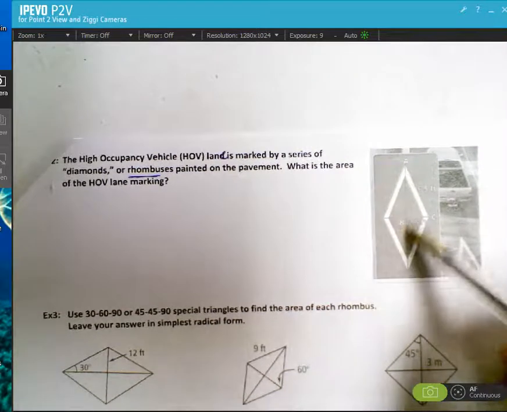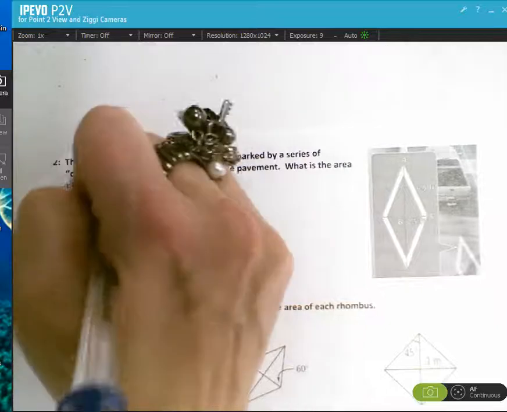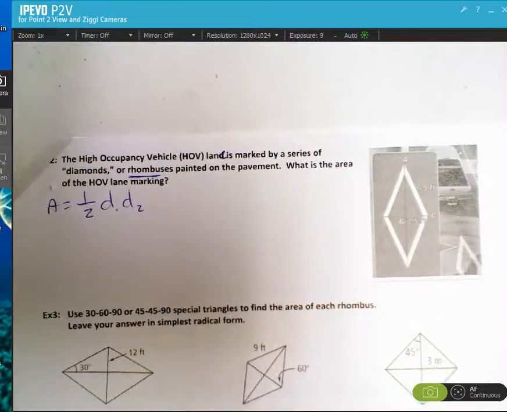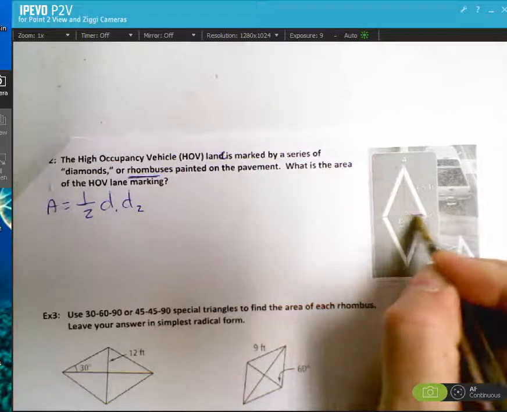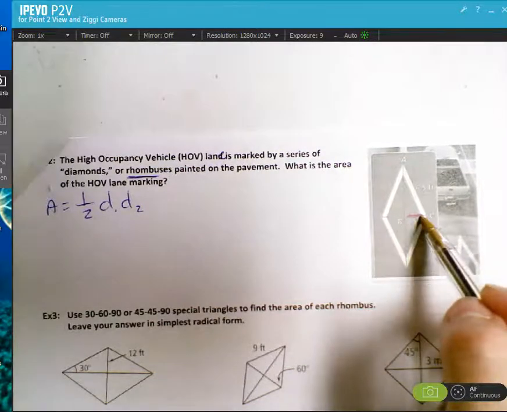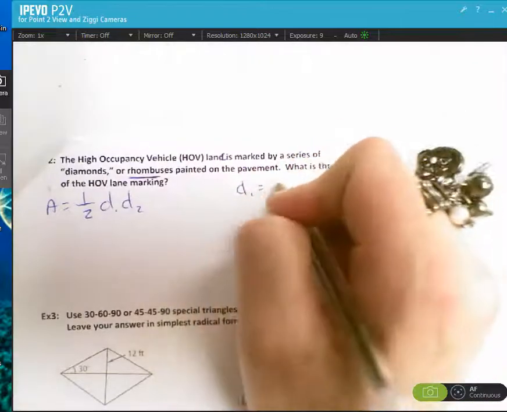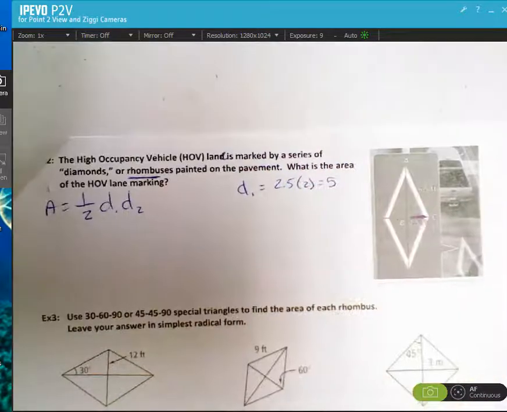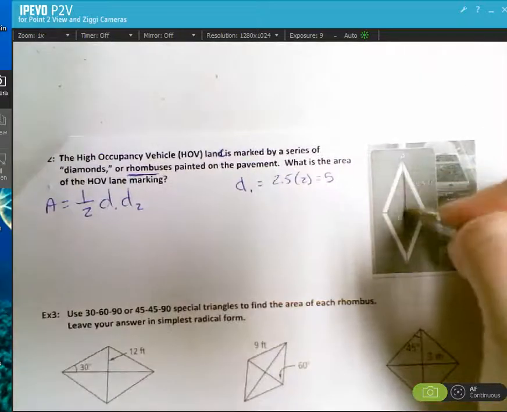And so we know we have a rhombus. So we know area equals 1/2 d1 times d2. And we just have to figure out the pieces. So I need to find some diagonal lengths. They gave me this half of this is 2.5. So if this is 2.5 and this is 2.5, then I know one of my diagonals is 2.5 times 2, which is 5. So far so good? Then we have to go find the other diagonal, which means I need to find this piece right here.